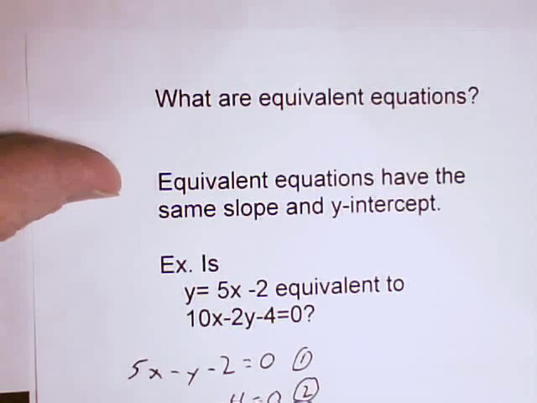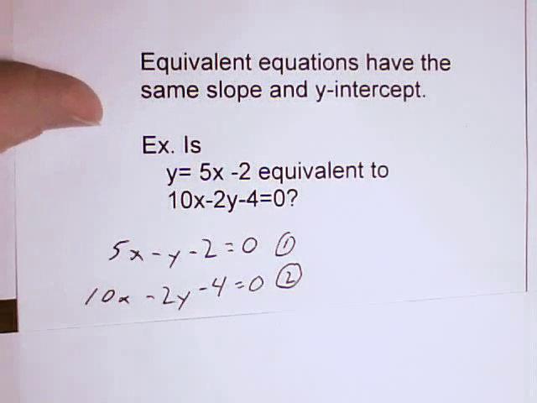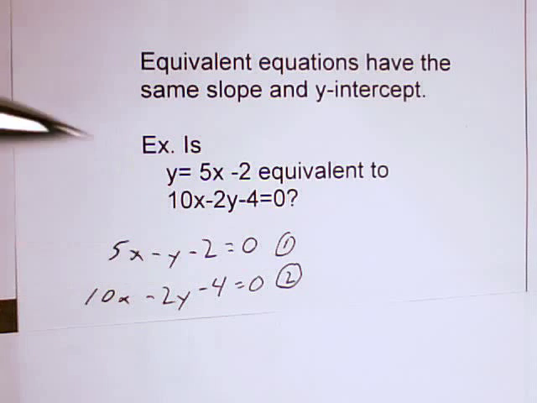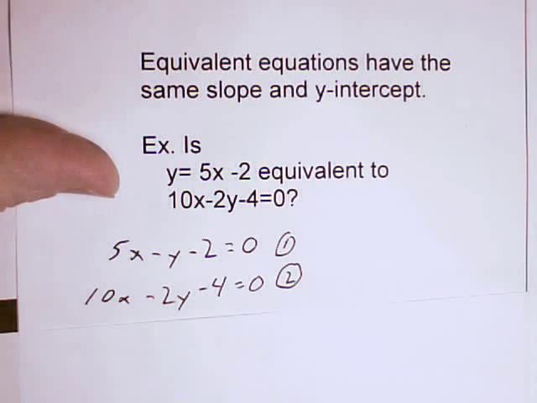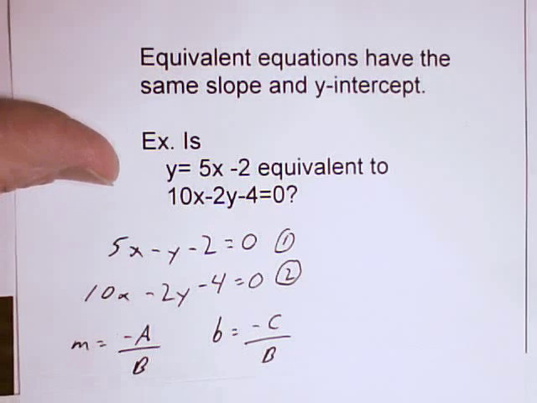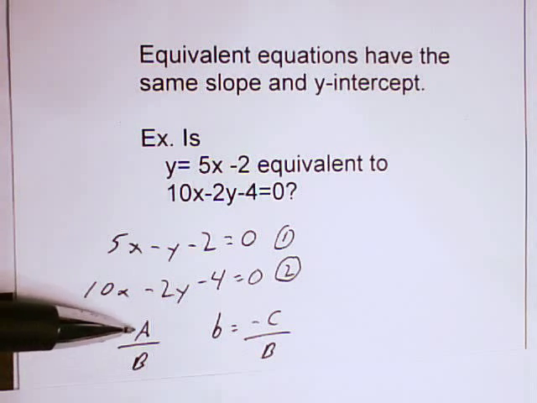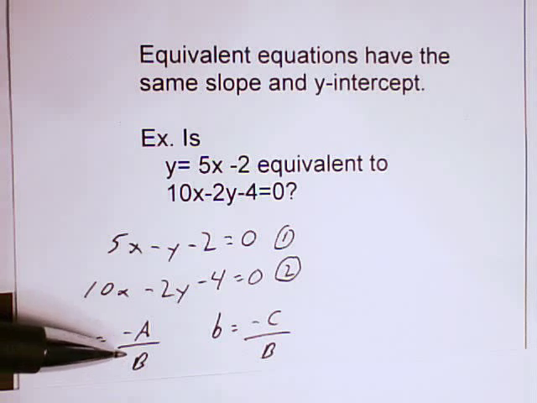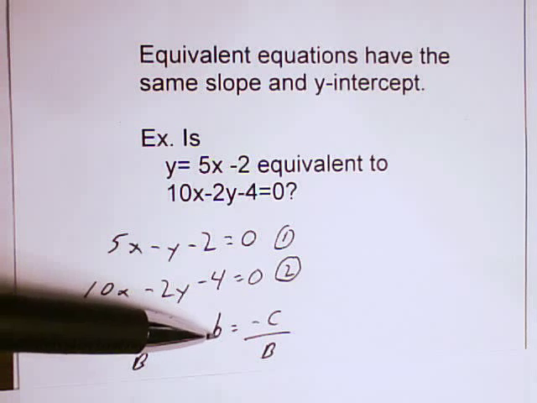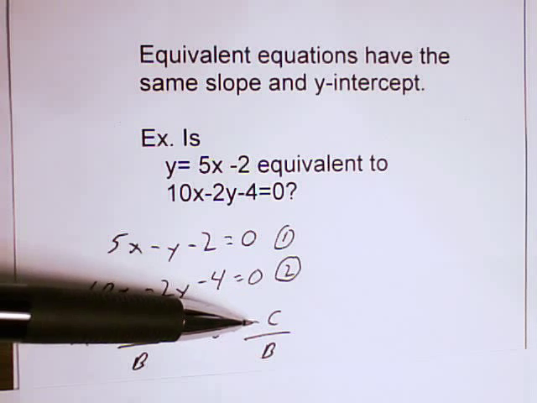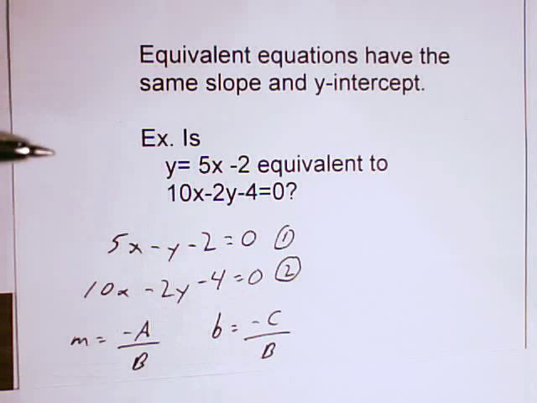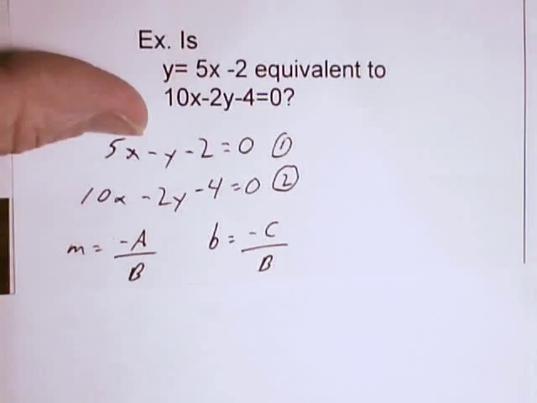Equation 2 doesn't need to be redone because it's already in the right form. 10x minus 2y minus 4 equals 0. And that's equation 2. If you recall from earlier, the slope of a line in standard form can be found by doing the negative a value divided by the b value. And the y-intercept of a line in standard form can be taken by doing the negative c value divided by the b value. We will calculate the slope and y-intercept for each line now.